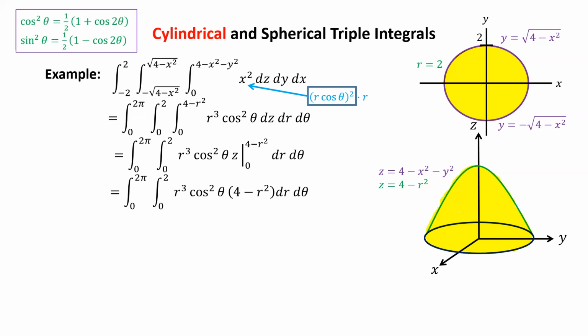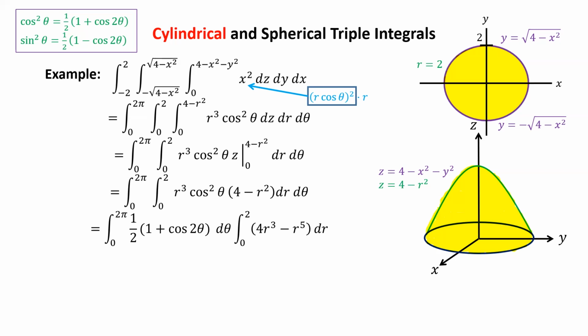We'll rewrite cosine squared theta as 1/2 times (1 plus cosine 2 theta). So we have the integral from 0 to 2 pi of 1/2 (1 plus cosine 2 theta) d theta, times the integral from 0 to 2 of 4r cubed minus r to the 5th dr. Notice that I split this double integral into a product of two separate single definite integrals.